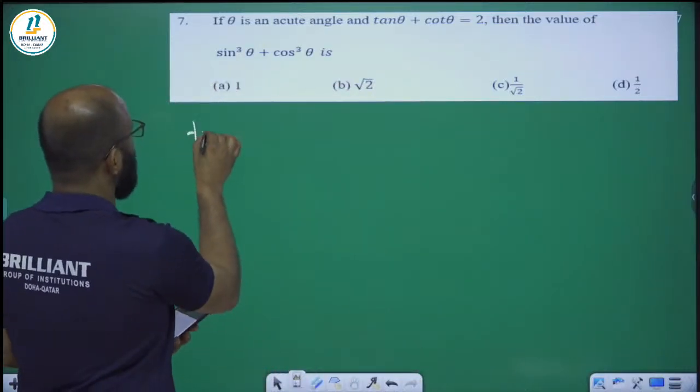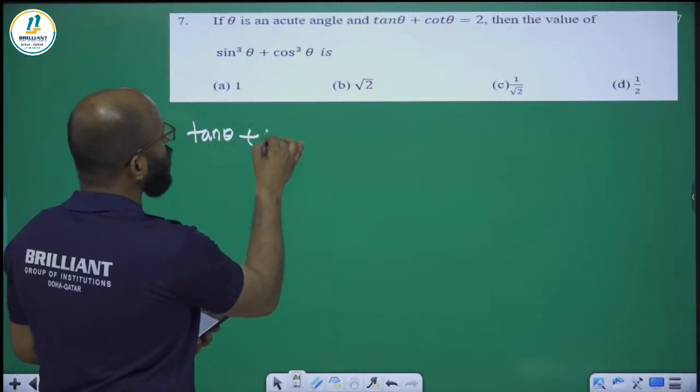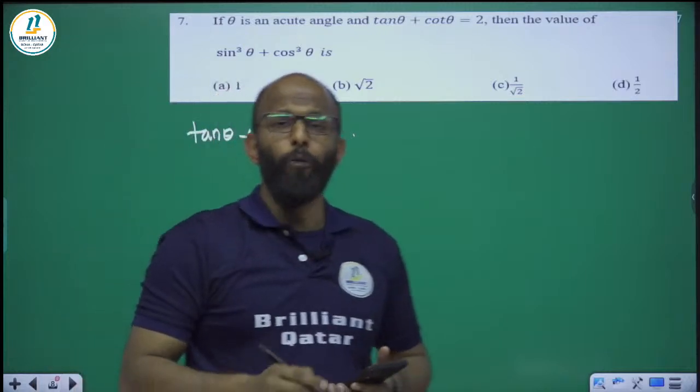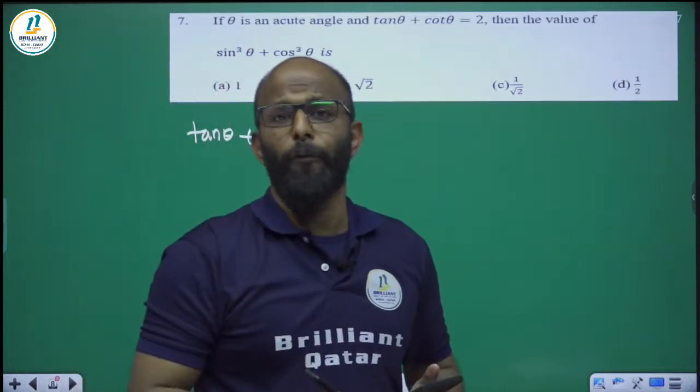So the given expression is tan theta plus cot theta is equal to 2. This is the given expression. Now we know that cot is the reciprocal function of tan.